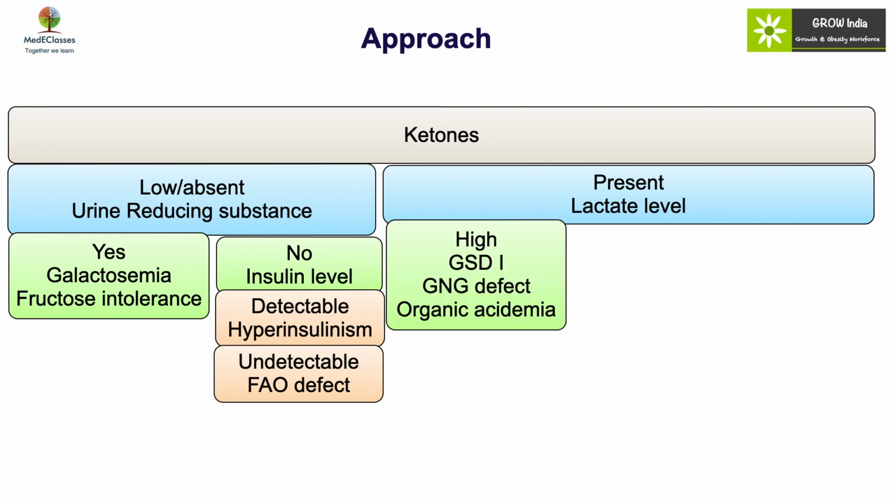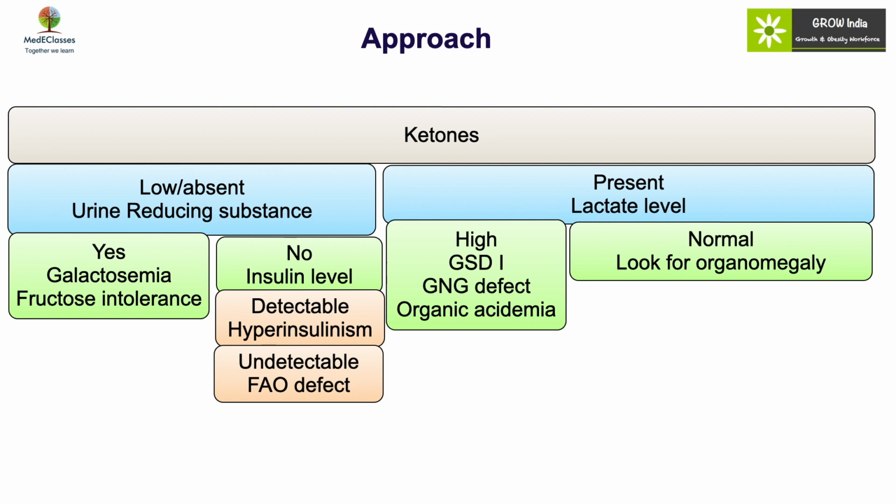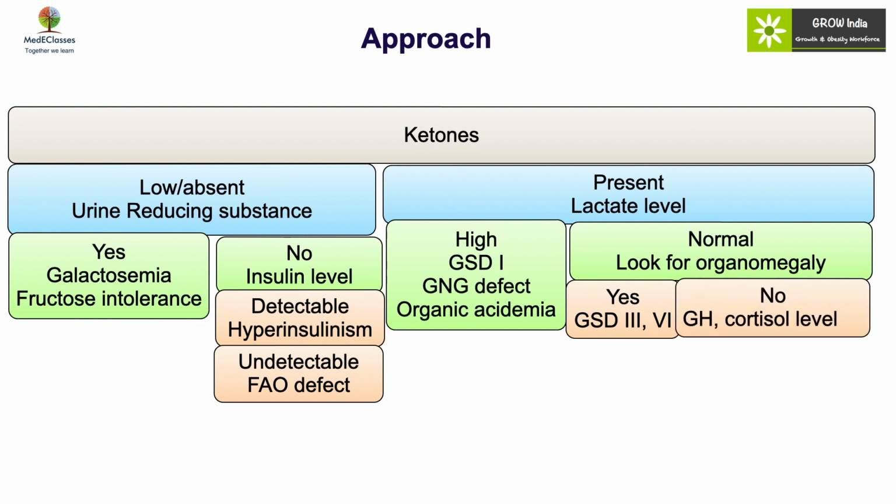If lactate is high, we are dealing with glycogen storage disease or a gluconeogenic defect. While if ketones are there but lactate is not high, look for organomegaly. If it is present, it will be GSD 3 and 6. If it's not, you have to look for growth hormone and cortisol levels. And if they are normal, you're dealing with accelerated starvation.